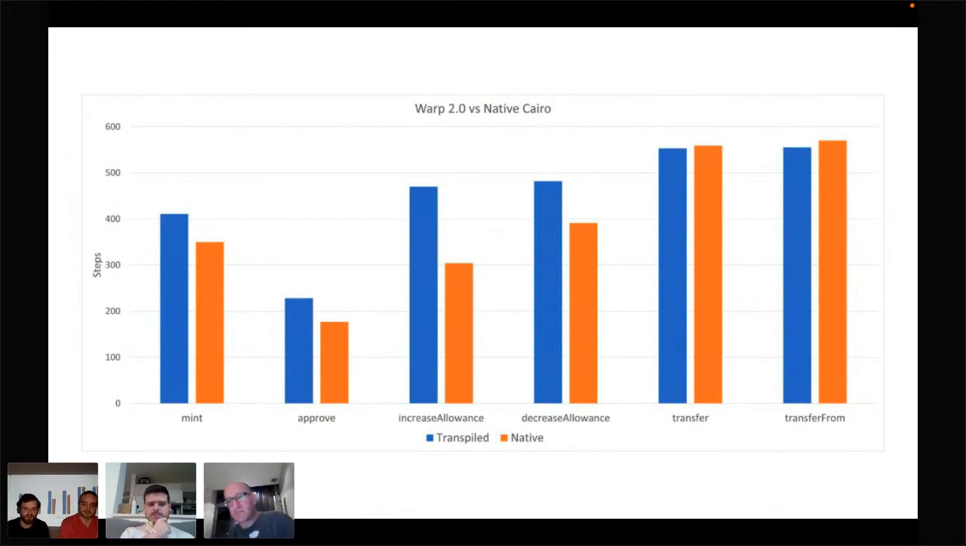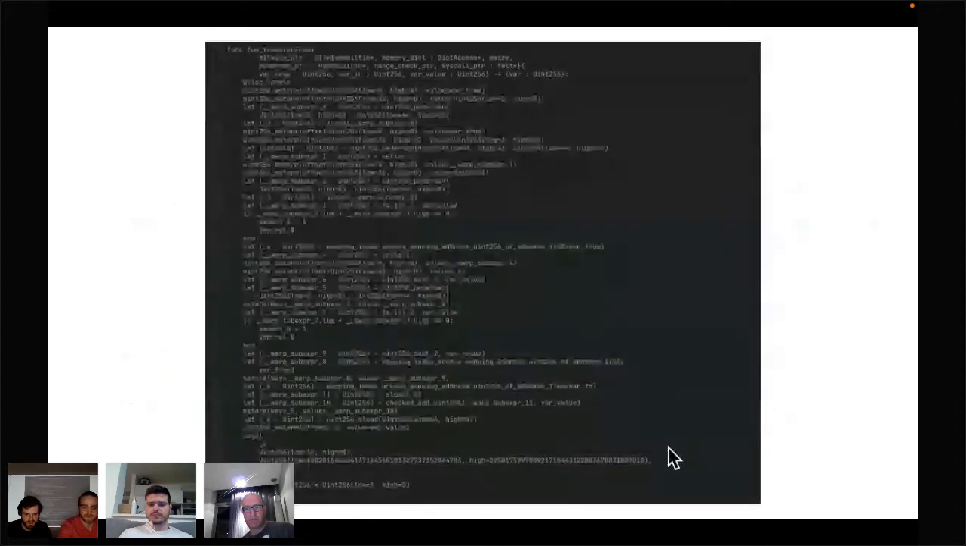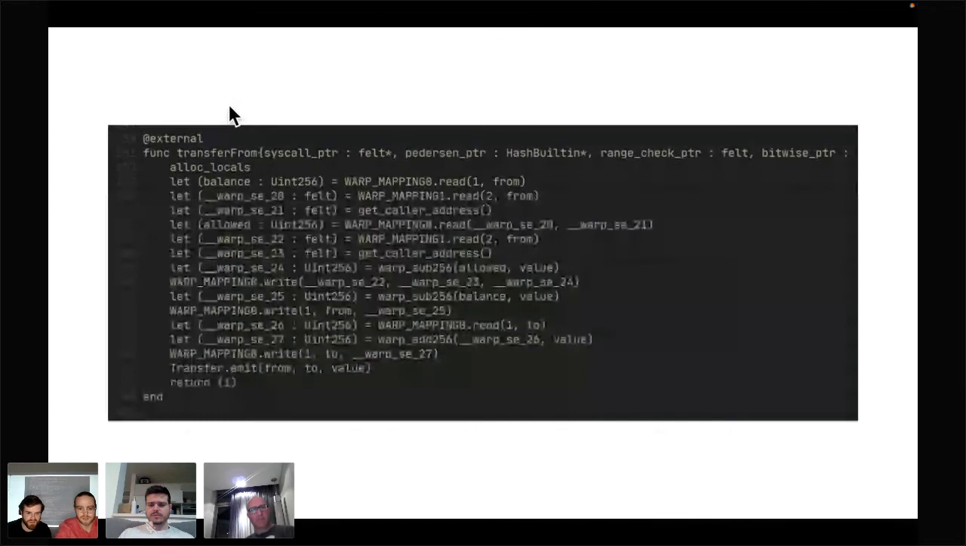So as you can see, the blue line is where we took MakerDAO's Solidity implementation of DAI and transpiled it to Cairo, and then we compared it with their handwritten version of the DAI Cairo contract. And it's pretty much the same, with no major differences for the standard ERC20 functions. The next slide shows how ugly the Cairo used to look for the Yul approach of Warp.